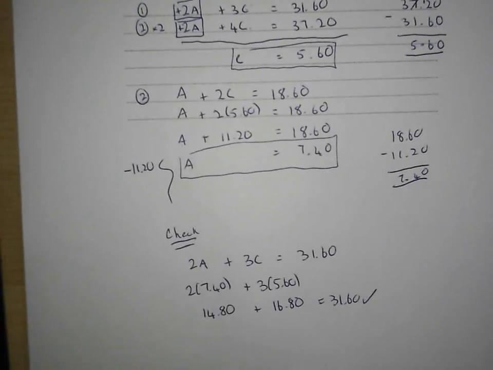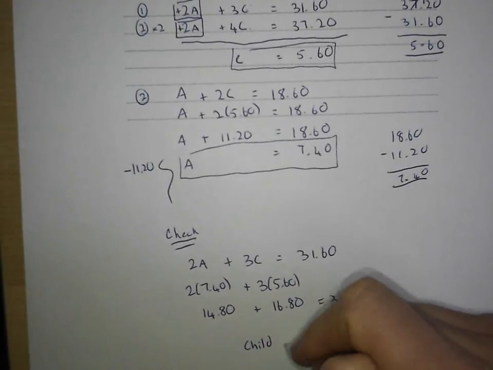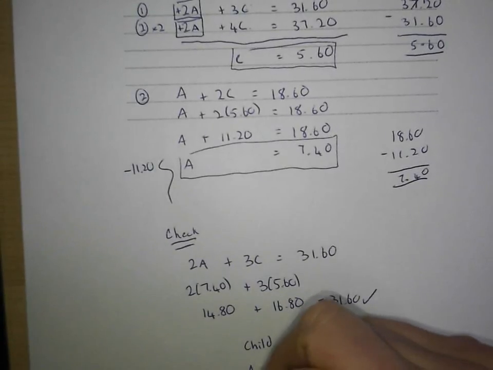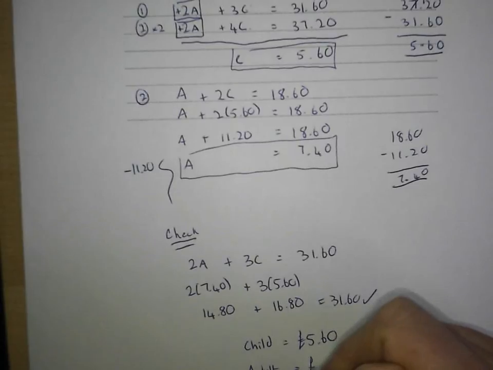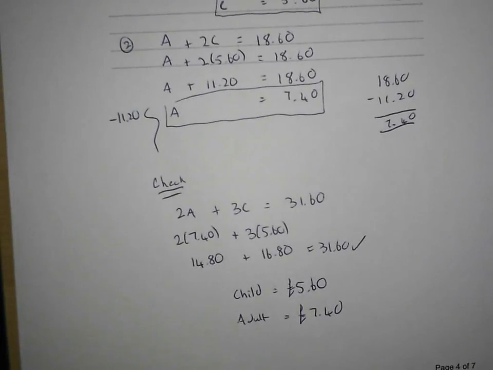Only thing I've got to do to finish is I've not actually written down what the prices were, because I've just put it in terms of A and C. So child is going to be £5.60. Adult is going to be £7.40. Cinema prices are expensive these days. Anyway, done and dusted.